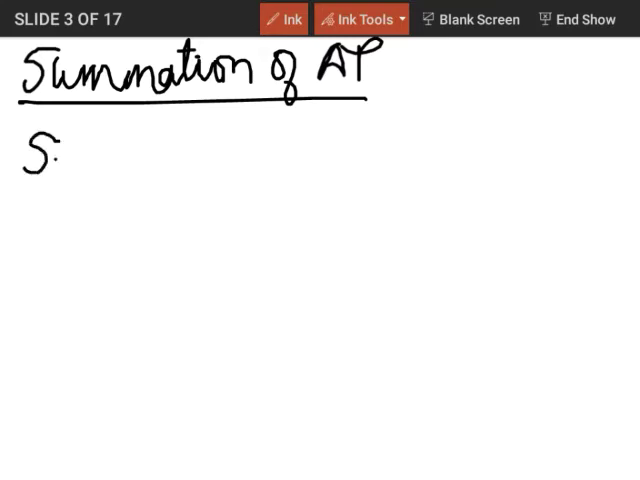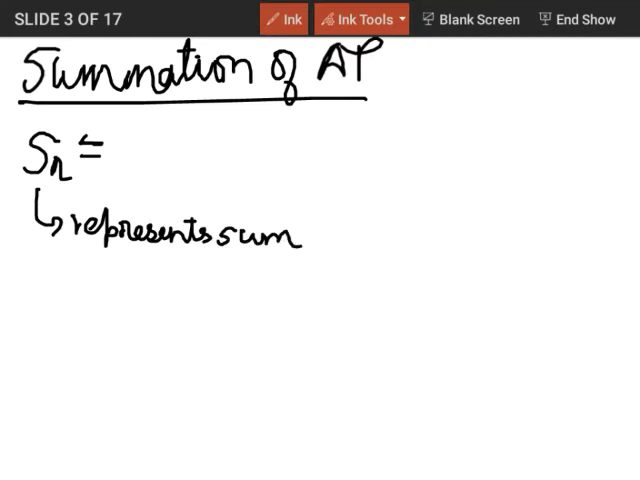Let Sn be the sum of an AP. Sn is a notation, kind of thing, Sn is the sum of an AP, it represents the sum. So say this is a. Now tell me the second term. This will be a plus d. What will be the third term?